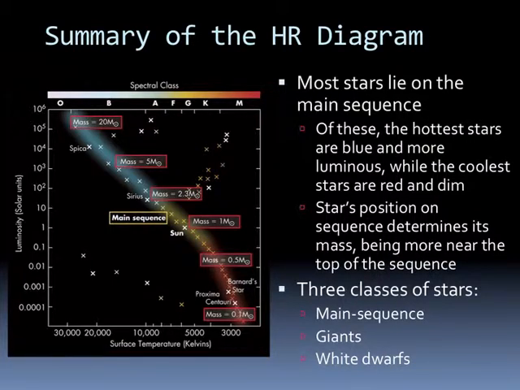Right, to summarize these, most stars lie on the main sequence. Of these, the hottest stars are blue and more luminous, while the coolest are red and dim. A star's position on the sequence determines its mass, being more massive near the top of the sequence. And we have three classes of stars. We have the main sequence, we have the giants, and we have the dwarfs.